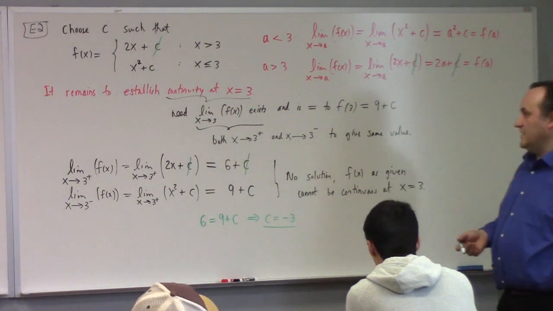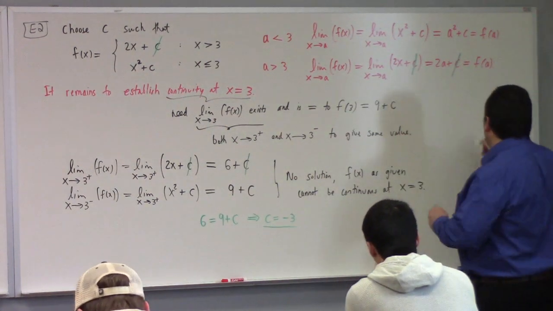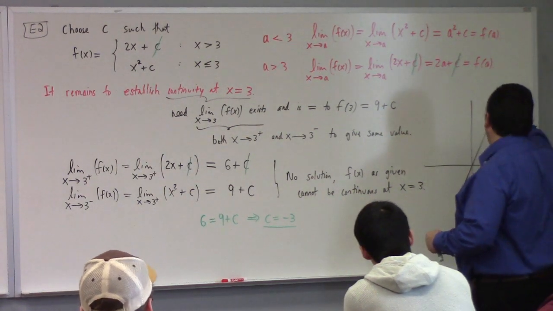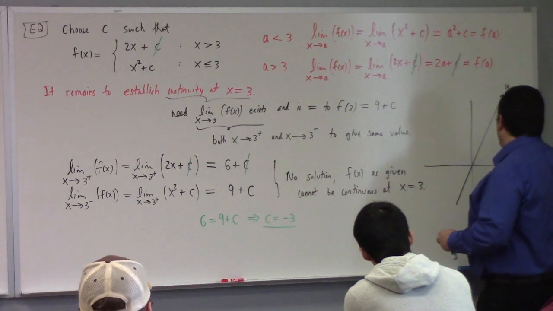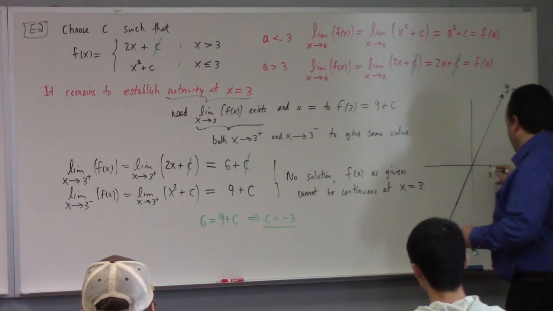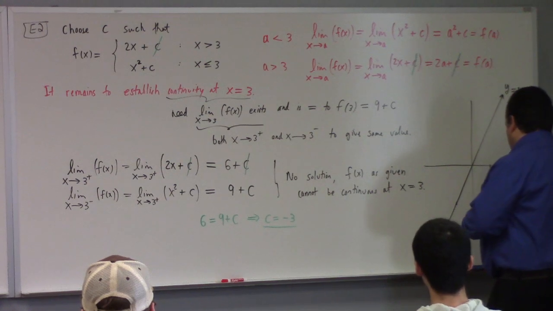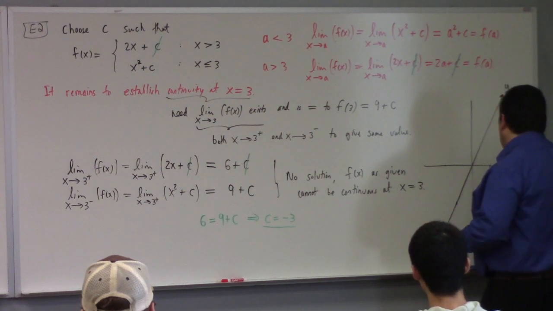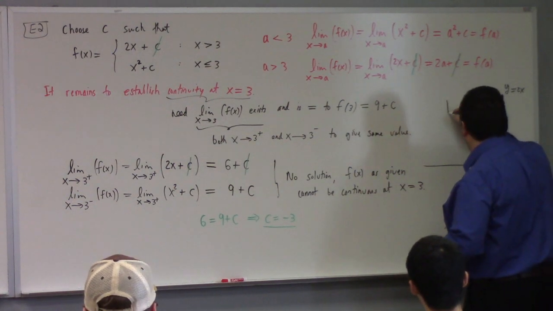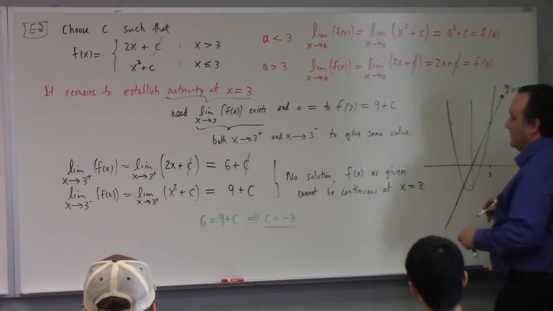Graphically, that would make a lot of sense, because what would be going on then is simply this. You've got your y equals 2x function, right? And what you're trying to do here is, at 3, choose a y-intercept for x squared plus c, such that it ends up going through here like that. So you're trying to make them join right here.